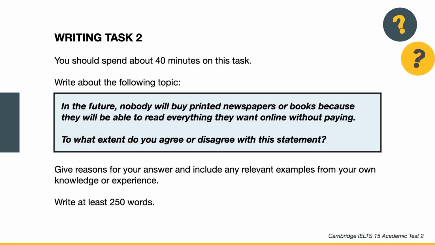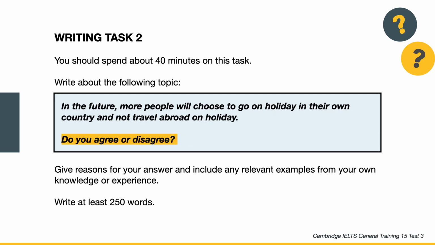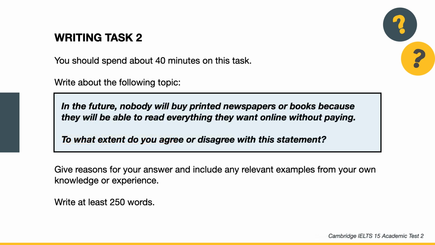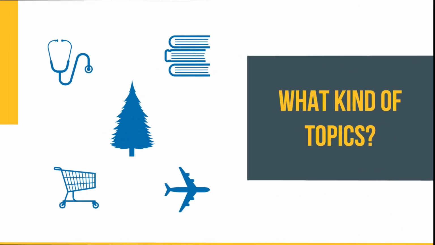Whereas in the academic test, you might get a question like this: to what extent do you agree or disagree? So if we go back to the general training, it was simply do you agree or disagree. In the academic, to what extent do you agree or disagree? So small differences like that. Again, you can get the same kind of question in both the academic and the general training test, so there's no hard and fast rule.